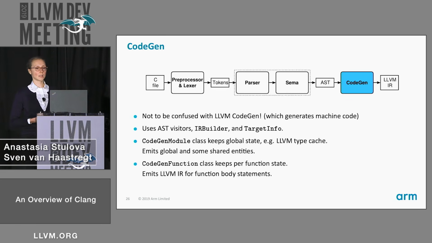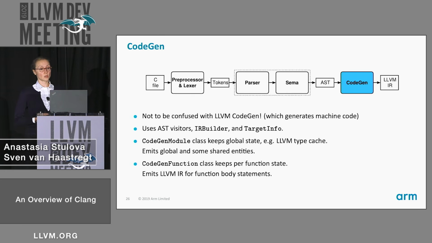So CodeGen is the final step in a front end, and what it does, it takes an AST and traverses it, so it will use visitors to traverse the abstract syntax tree, and it will emit LLVM IR as it goes along and visits the tree. Just to point out, not to be confused, LLVM also has CodeGen, but it's a different CodeGen because LLVM's CodeGen will generate machine instructions, and Clang CodeGen just generates LLVM IR.